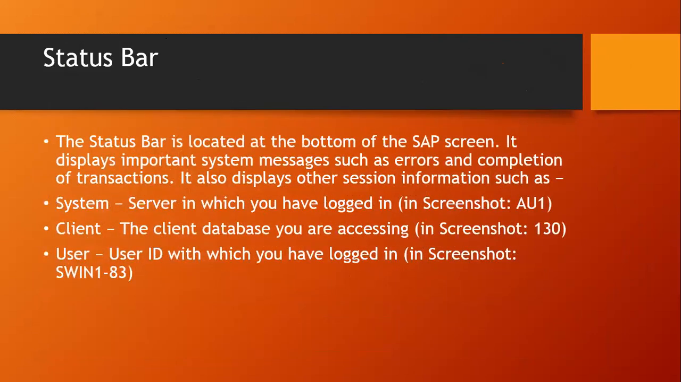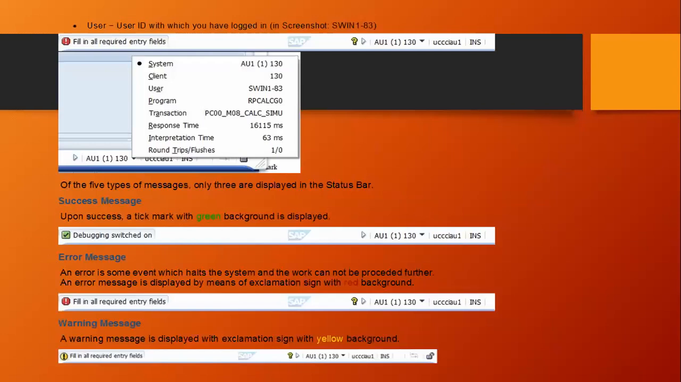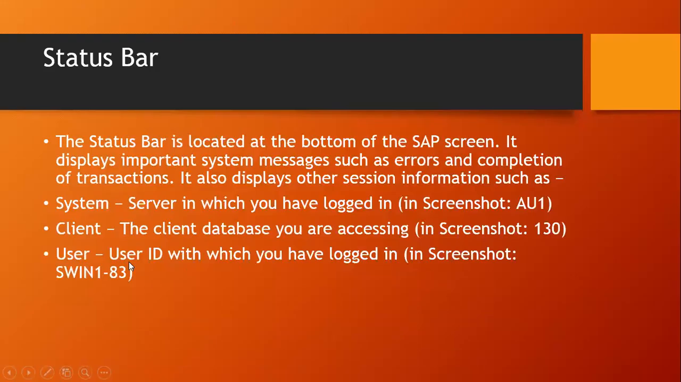So the status bar is at the bottom of your screen. It tells you the server you're in, the client database you're accessing, the user ID, and things like your company codes. So this is the bottom. This is all the information the status bar actually gives to you. And when there are transaction errors, all those are displayed in your status bar.